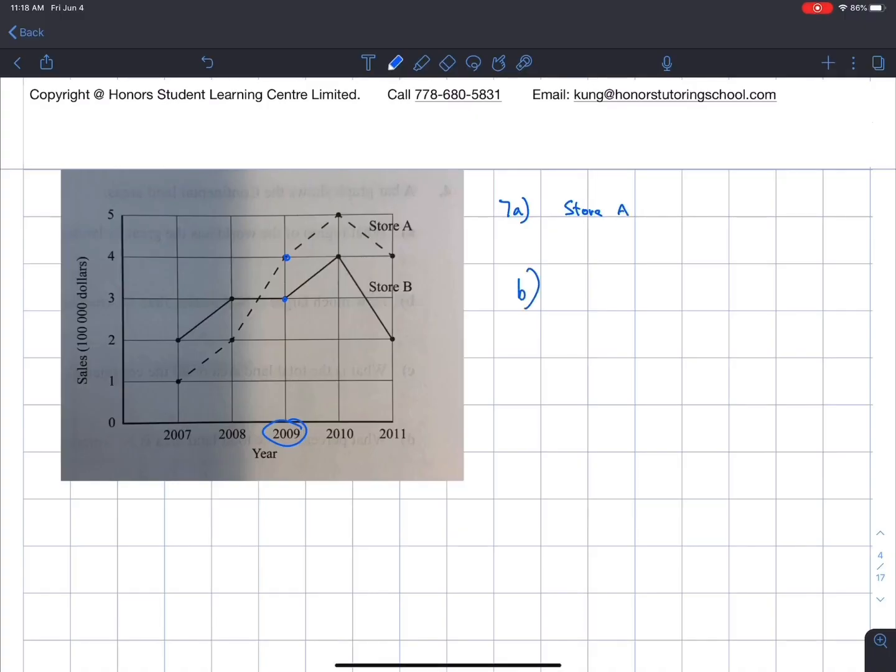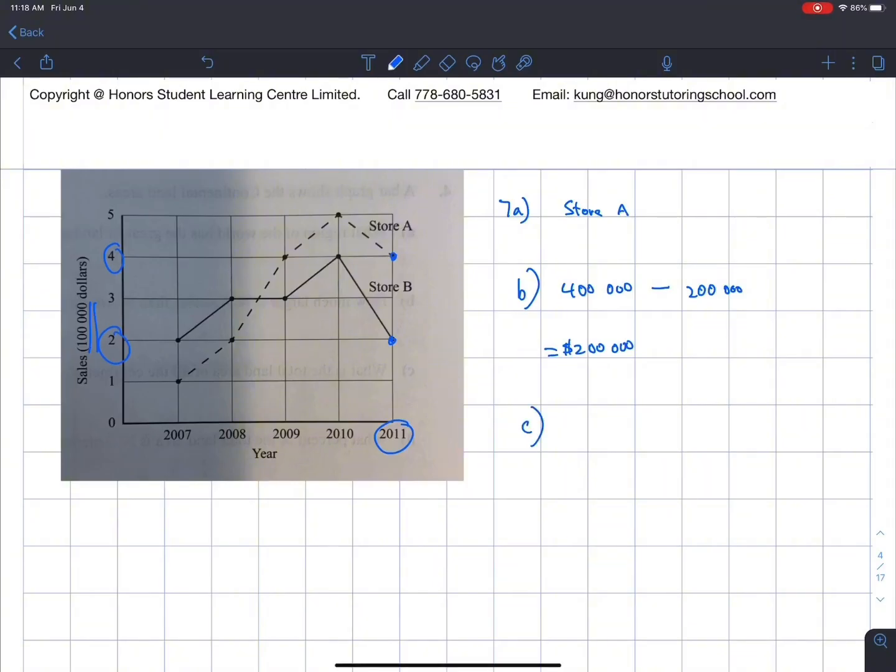How much more did store A sell than store B in 2011? In 2011, store A sold 400,000. I know this is full, but we were told that these are in hundred thousands of dollars. Minus store B did $200,000 in sales. So we got $200,000.